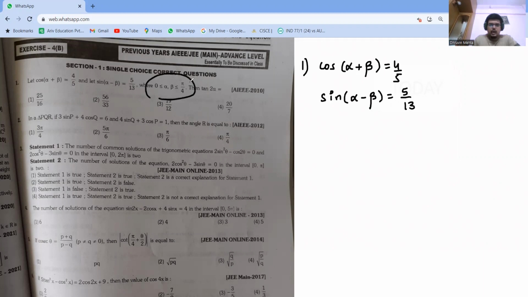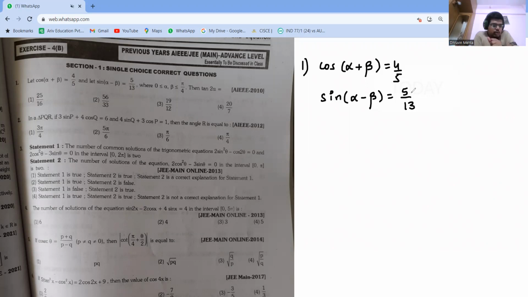So these are the past JEE questions. We have cos alpha plus beta is equal to 4 by 5, sin alpha minus beta is equal to 5 by 13. See, alpha and beta are between 0 and pi by 4. That means alpha plus beta and alpha minus beta both are in the first quadrant. ये clear है. And we have to find tan 2 alpha.